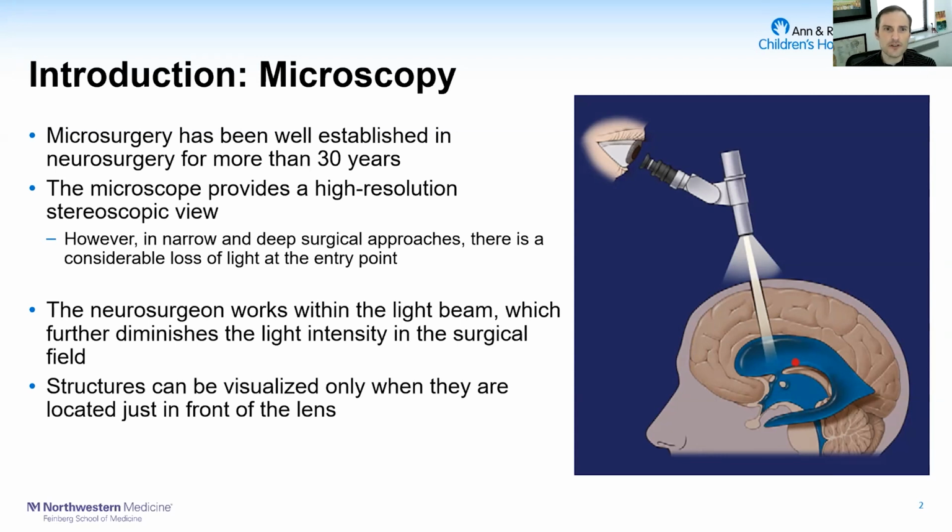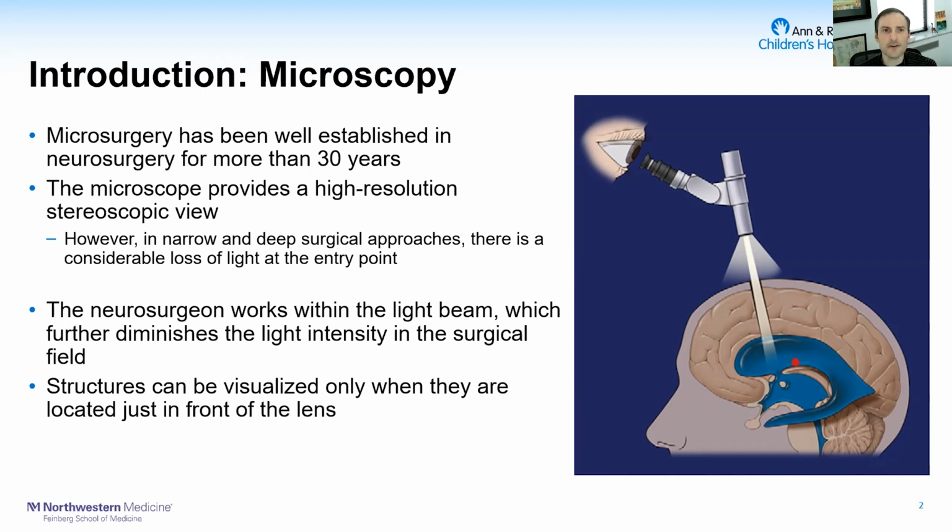It provides a high resolution stereoscopic view. However, in narrow and deep surgical corridors and approaches, you lose a lot of light, actually. Especially in a minimally invasive surgical scenario, that can be an issue. That's where the endoscope in a lot of open surgeries comes into play and becomes a nice adjunct or even a primary tool for surgery. And as you know, we're getting more minimally invasive all the time when it comes to surgical approaches in neurosurgery.